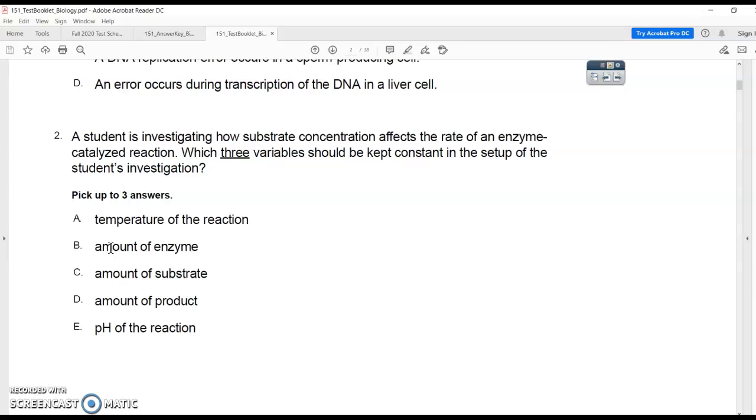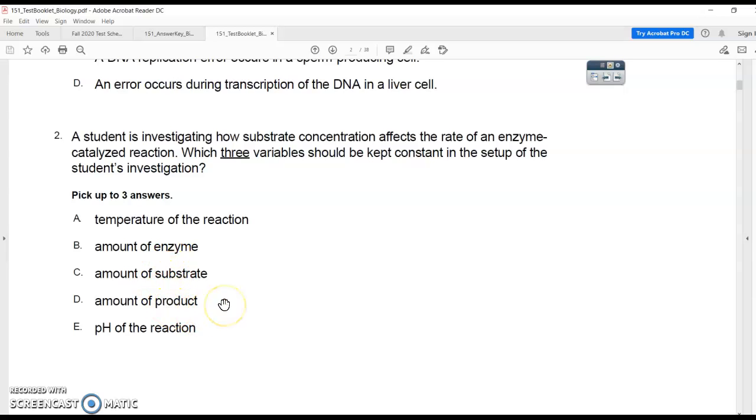Number 2, reviewing enzyme reactions. Remember, enzymes speed up chemical reactions, and a student is looking to see how substrate or reactant amount, so how much reactant, affects the rate of the enzyme. So which 3 things should the student keep constant? The answers are temperature of the reaction, pH of the reaction, and then the amount of enzyme.